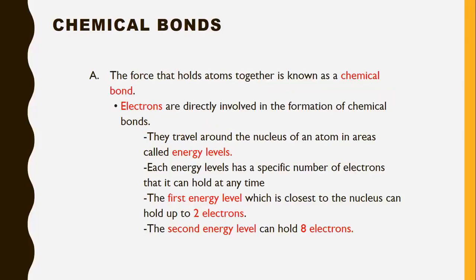Now this brings us into chemical bonds. A chemical bond is just the force that holds atoms together. Remember, atoms, not compounds. And the electrons are directly involved in the formation of the bonds. A little background knowledge: they travel around the nucleus in their quote-unquote energy levels, and each energy level has a particular number of electrons. The first energy level has 2, the second one has 8.